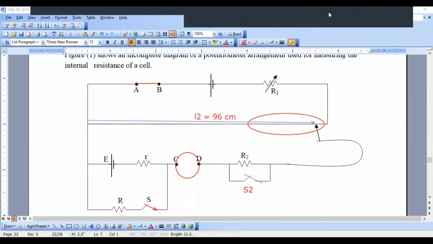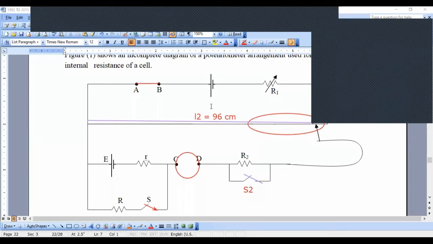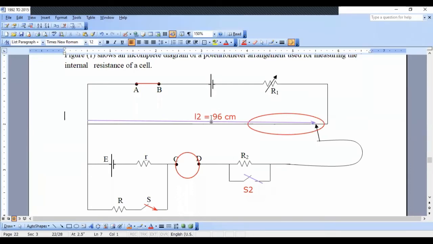Our main target is to increase both L1 and L2. To increase both L1 and L2, we have to increase R1. When R1 is increased, resistance is increased, current is decreased. When current is decreased, to obtain a certain potential difference, we have to obtain a larger balance length. If you have a doubt about it, I'll explain it separately.